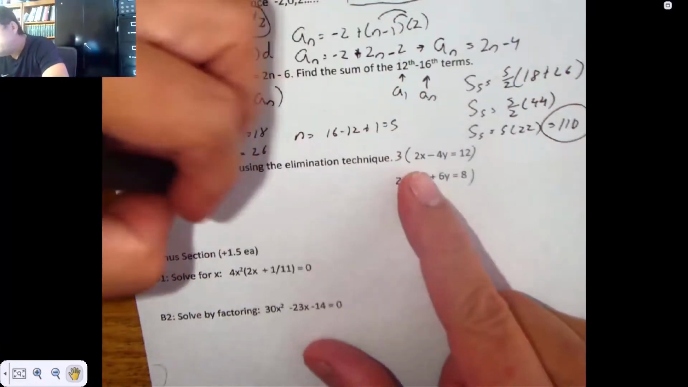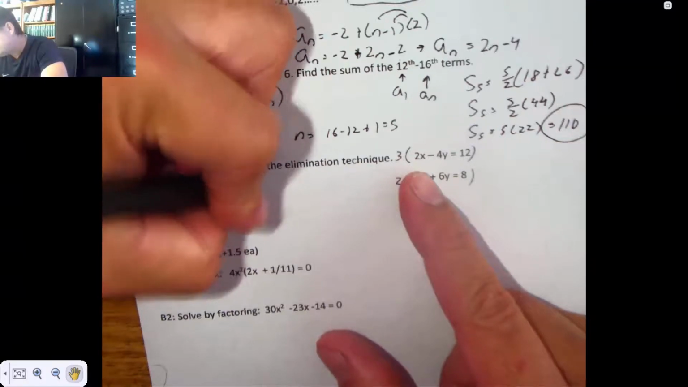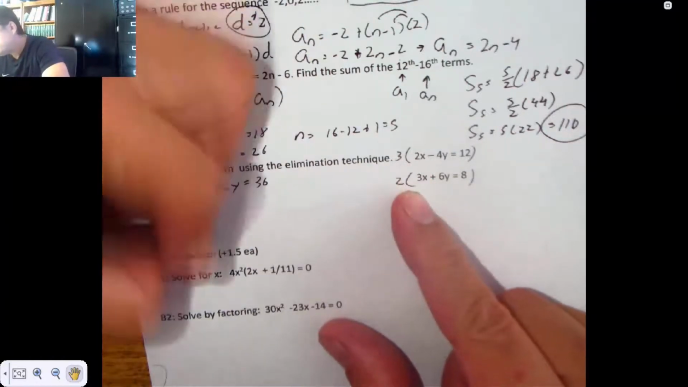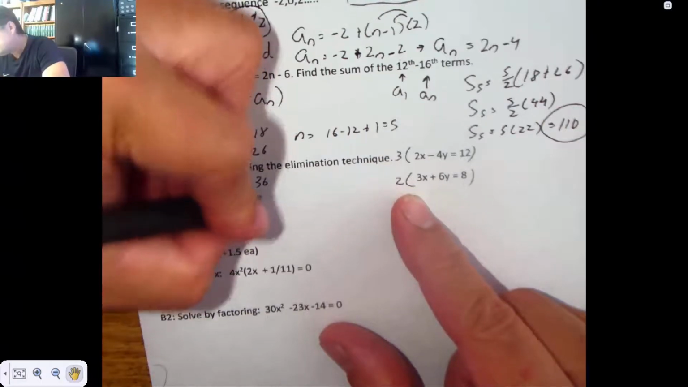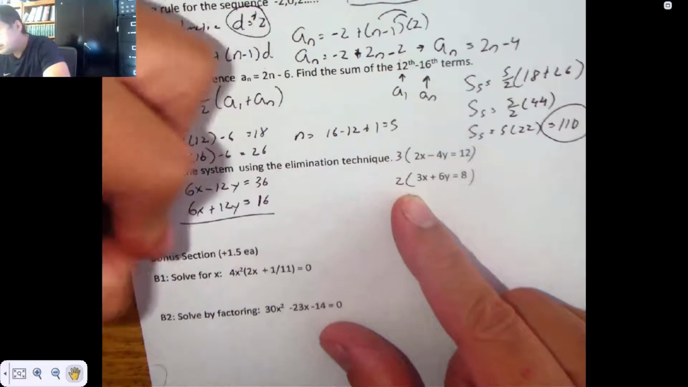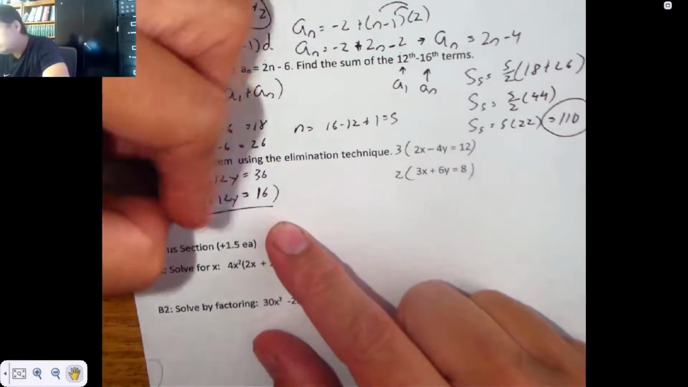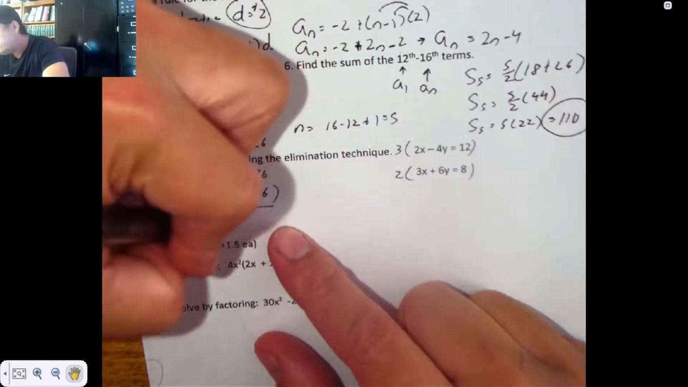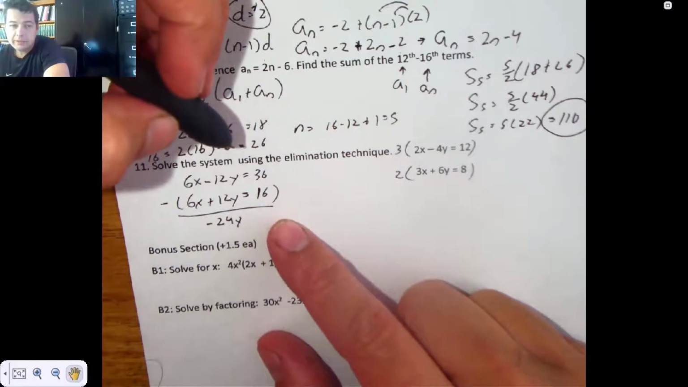If I triple that dude, I'll have 6x minus 12y is 36. If I double this dude, 6x plus 12y is 16. So I'm going to subtract, because that'll eliminate my x's. A negative 12 minus another 12 is negative 24y. 36 minus 16 is what, 20?